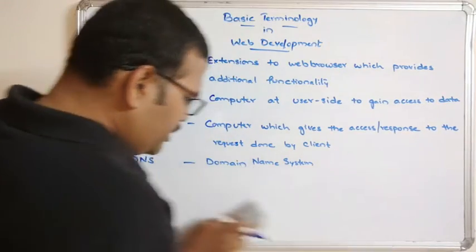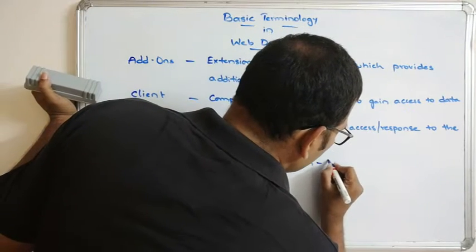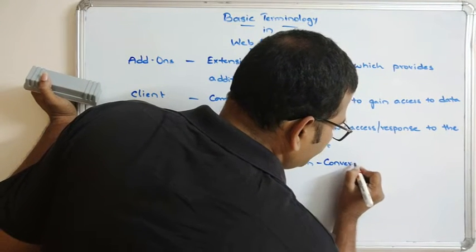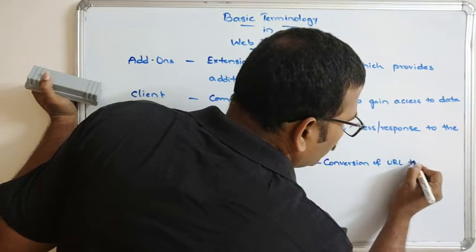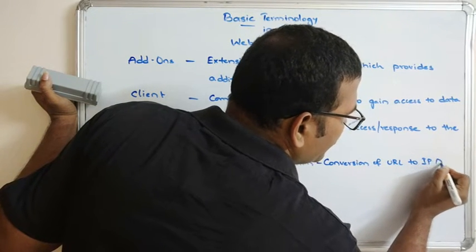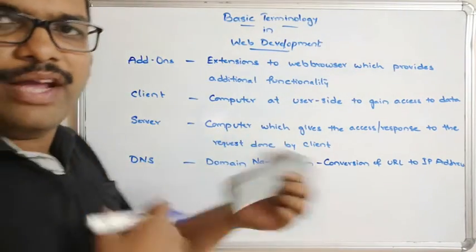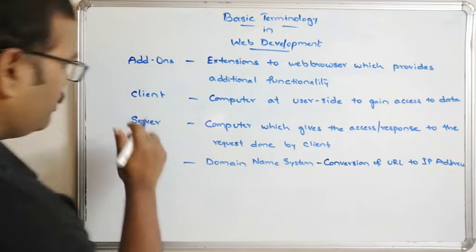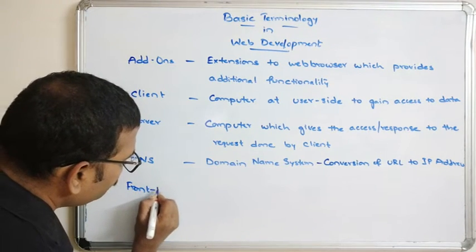These are the minimum things we need to know in web development, right? The conversion of URL to IP address, and also vice versa, the conversion of IP address into the URL, right? Next, see, front end.